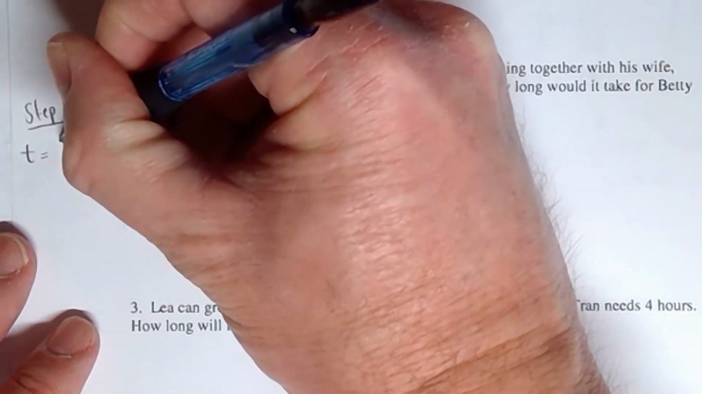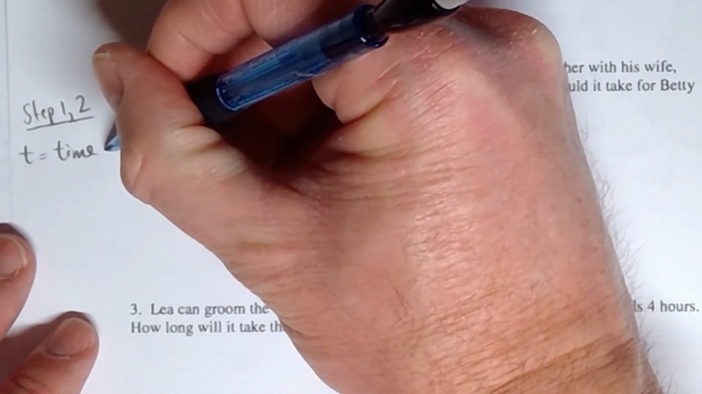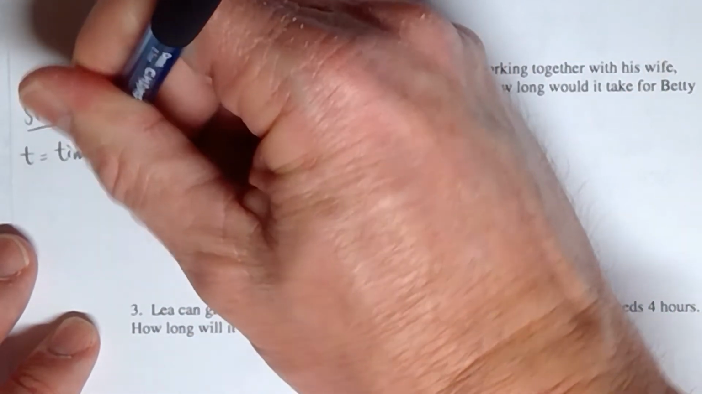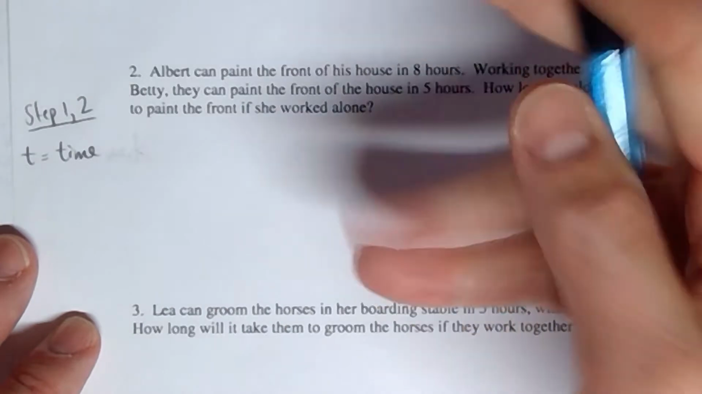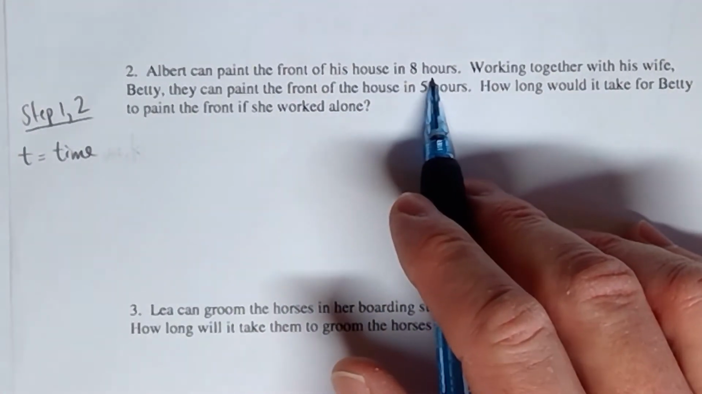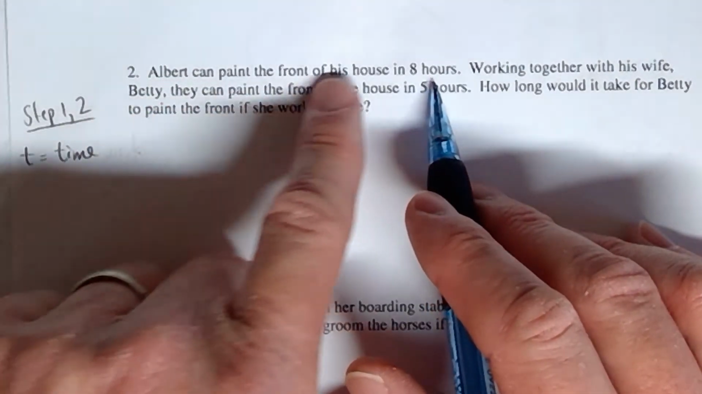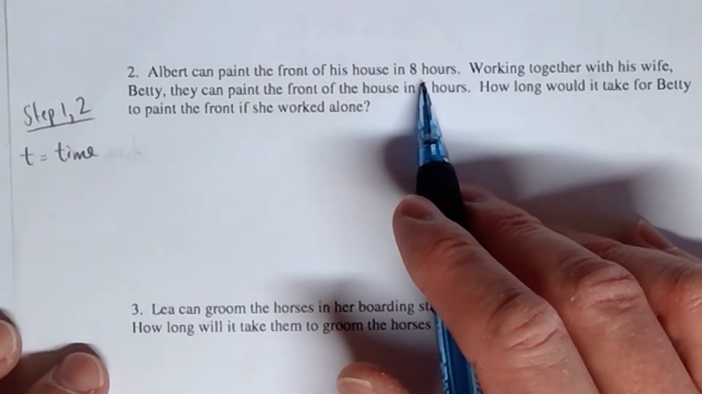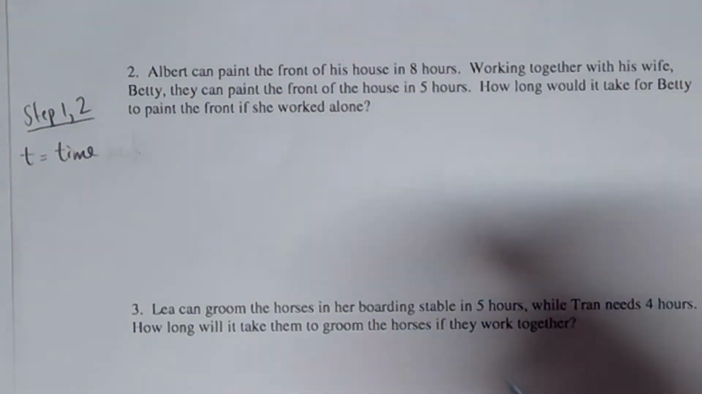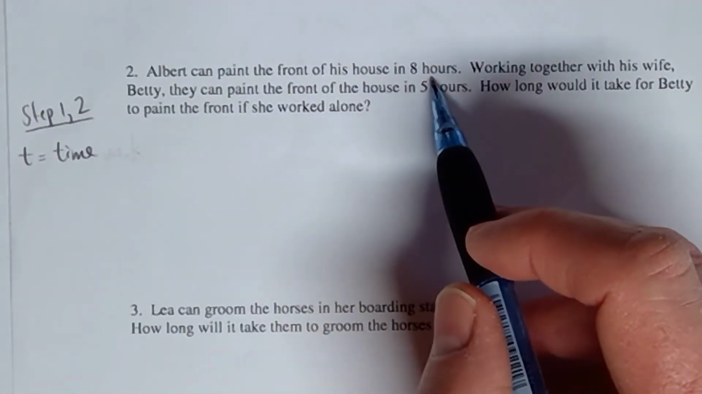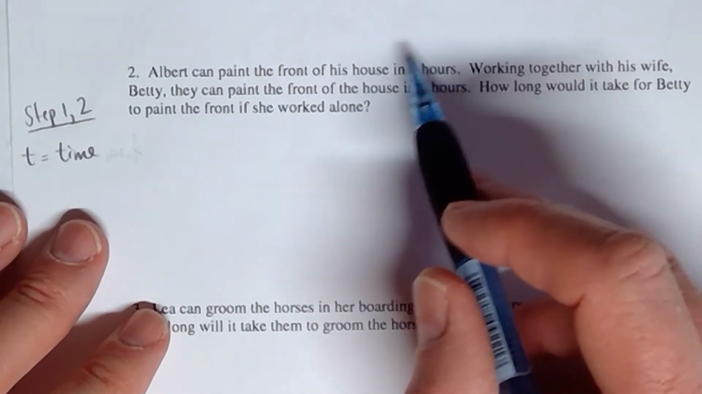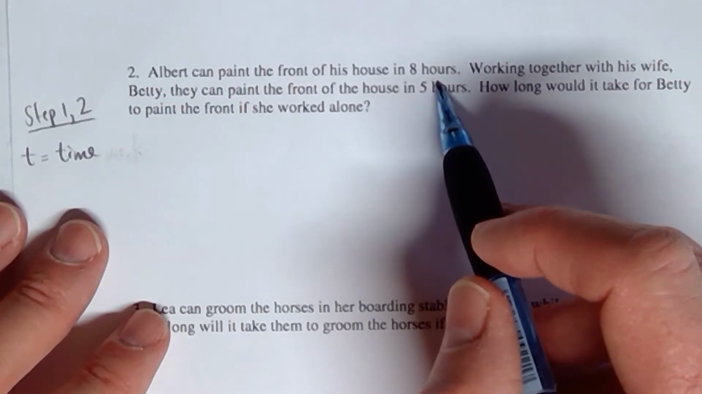So I'll call it T again, but this time, remember we got 3 different types of time in these work problems, don't we? We have the time for Albert working by himself. We already know that that's 8 hours. It says Albert can paint the front of his house in 8 hours. Notice it didn't say Albert with help from his wife. No, it said Albert painting in 8 hours. That means that that's his alone time, isn't it? So his R number is going to be 1/8. We'll get to that in a minute.